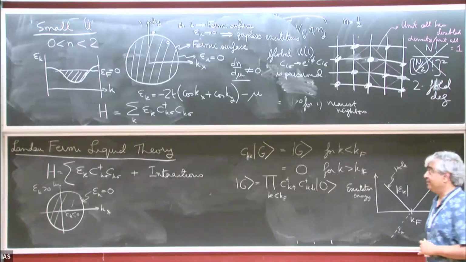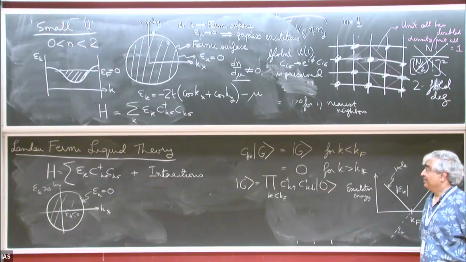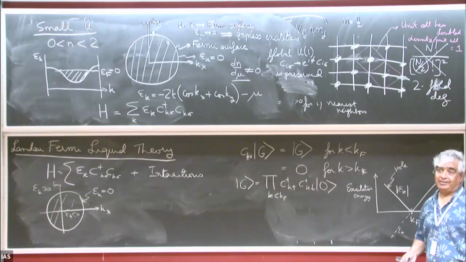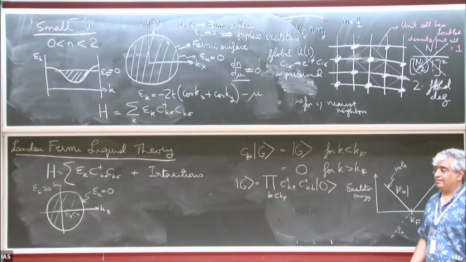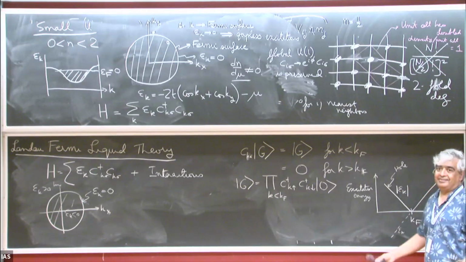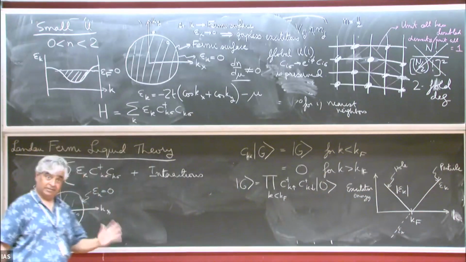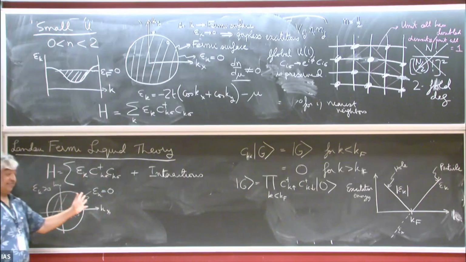Absolutely. At finite temperature, the Fermi liquid is not a distinct phase of matter. It's smoothly connected to the classical gas, Maxwell and Boltzmann. It's just a totally smooth connection. It's only at zero temperature that there's a very sharp distinction.